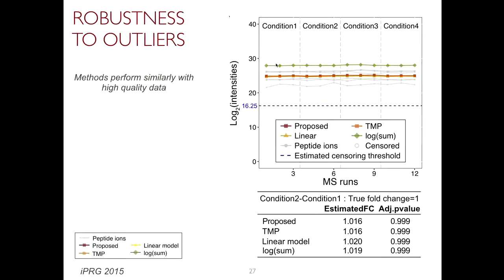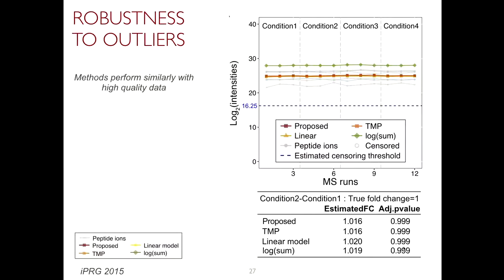So what you see here is that the summarization with the log of sum is above all the gray lines, because it takes the sum of the intensities. Of course, it will be higher. But other than that, everything looks nice and good. The blue dashed line is our cutoff, where we say below this cutoff, we don't trust the values. So here, all the measurements are nice and clean. And when everything is good, every method does pretty much the same. Here, comparing two conditions, the true fold change is 1. Everybody's very close. No differential abundance, so no problem.